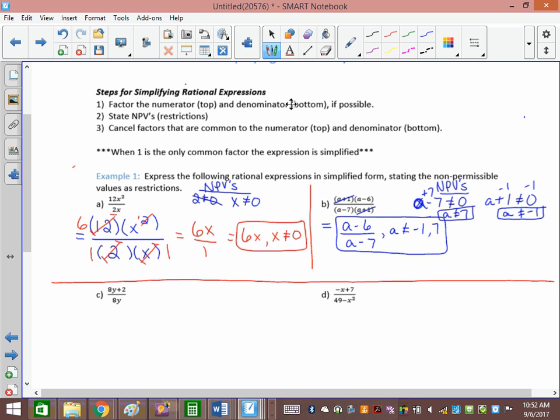Does that make sense? C is a bit of trickery. So before I cancel anything off, I want to take out NPVs if I can. I could take a what out of the top? A 2. Some people are like, sweet, 8y, 8y. Can we do that? No.